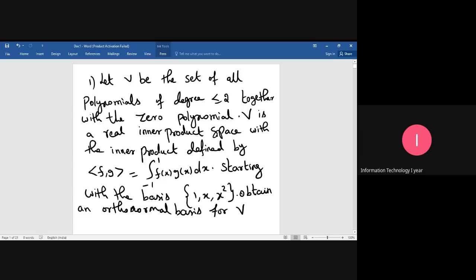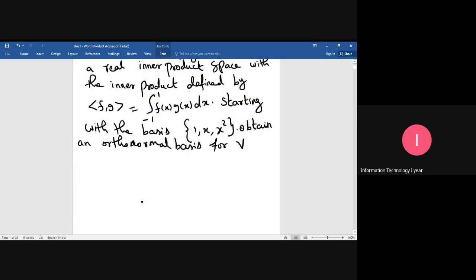V is a real inner product space with the inner product defined by, how is it defined? The inner product of f comma g is equal to the integral from -1 to 1 of f of x g of x dx. So starting with the basis, if a basis is not given, you have to consider one. V is the polynomials of degree 2, so we know the standard basis. The standard basis we always consider is 1, x, x square. If it is not given, we can consider this basis. Obtain an orthonormal basis.